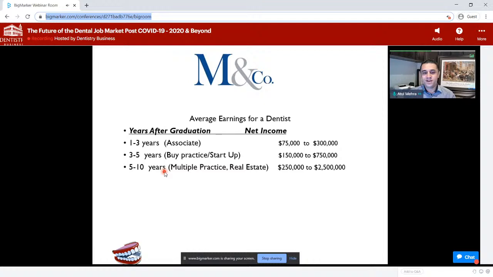Sky's the limit. It really depends on where you want to take your career, and how ambitious you are in terms of developing a network of dental offices in your portfolio, or if you just want to have one office, or you just want to be an associate. So there is definitely flexibility in the different career paths.